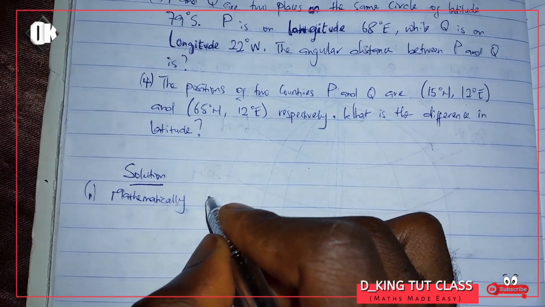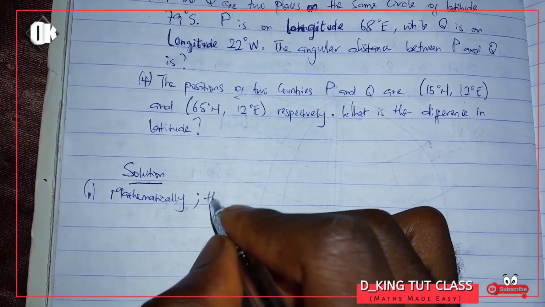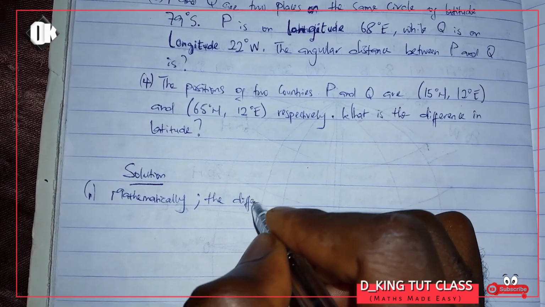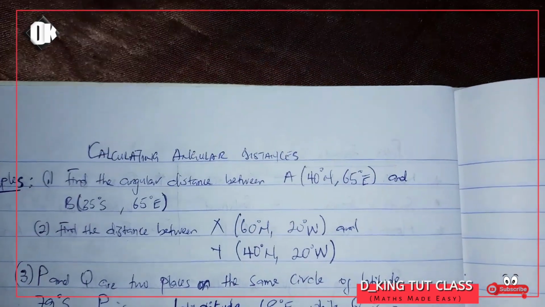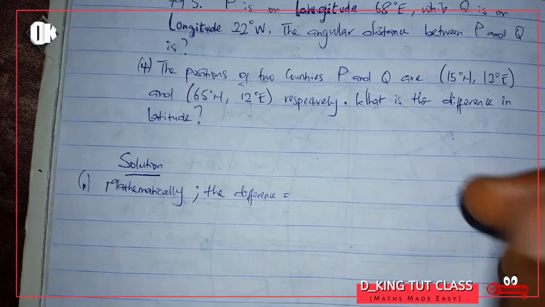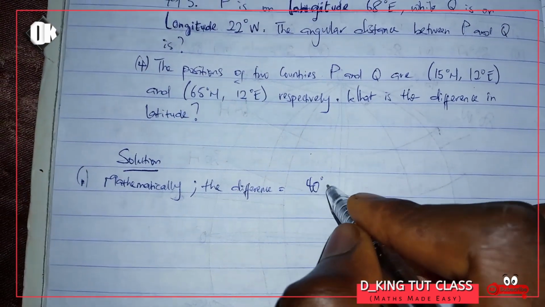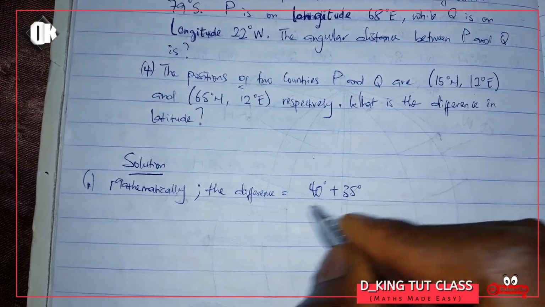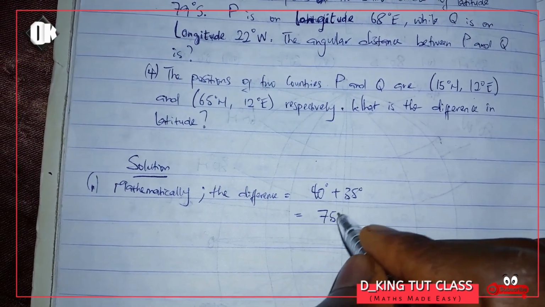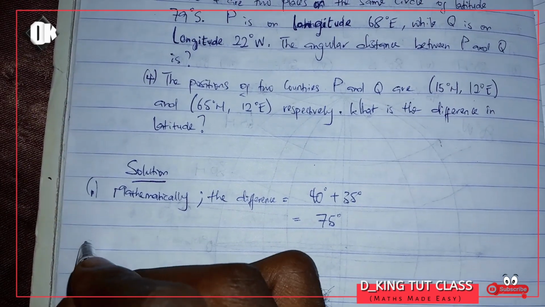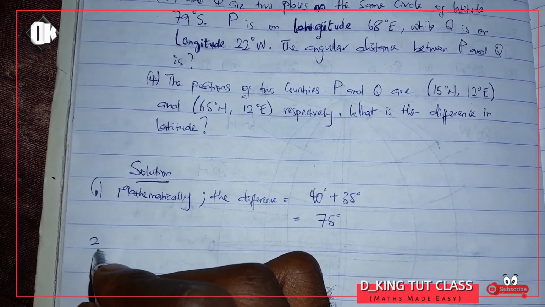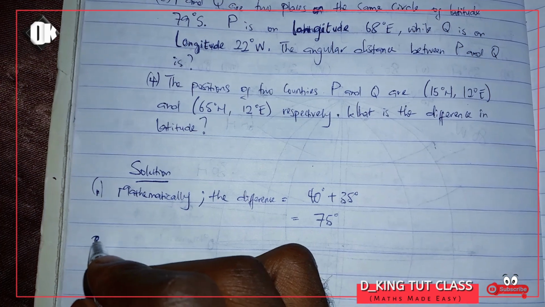In that case, mathematically, number 1, the mathematical solution: the difference in region becomes 40 plus 35. That's 40 degrees plus 35 degrees, and my answer is 75 degrees. Very simple. Now let me solve it diagrammatically.